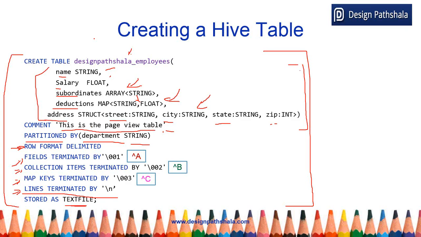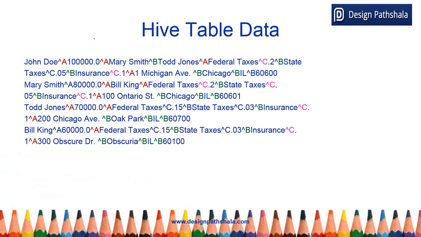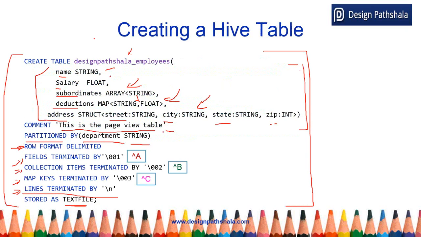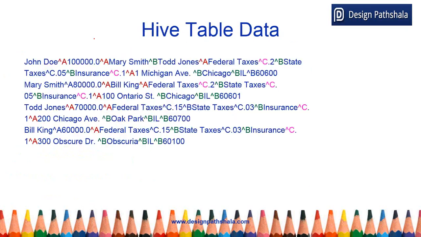So let's look into the data which will be read by this table and how the table is created. So data is something like this. I hope you can see the different colors of Control A, Control B, and Control C in this data. Control A is a brown color character, Control B is a green color character, and Control C is a kind of pinkish character. So the file starts with name. So the first thing is name John Doe.